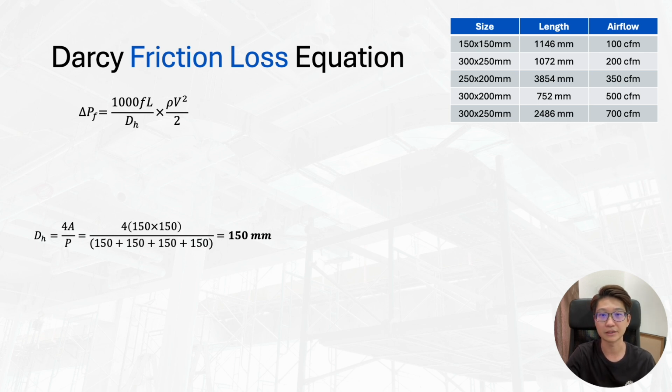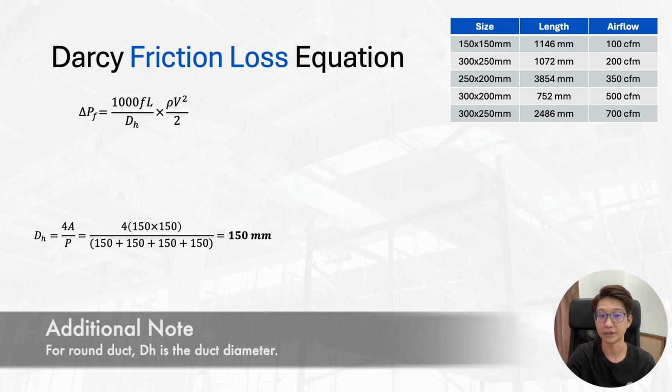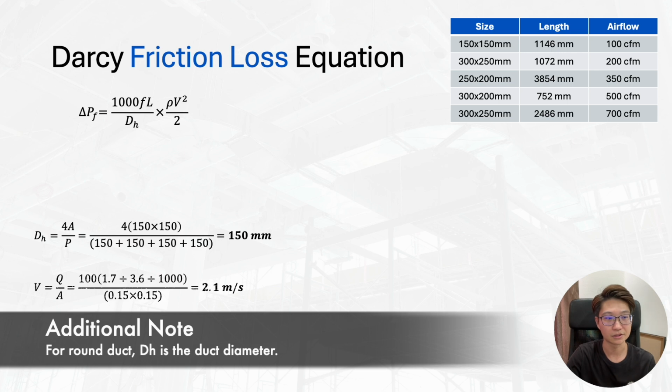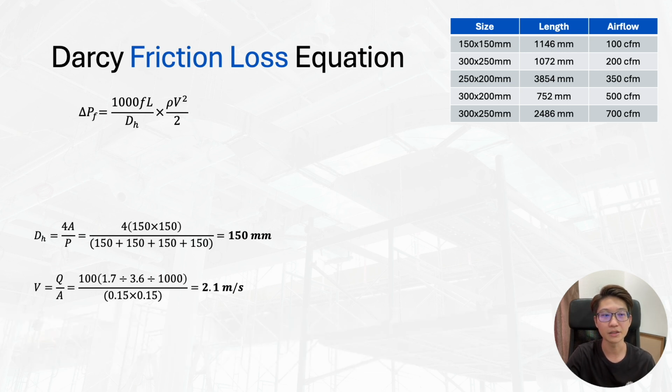So okay, let's say we calculate for the first section. This is the area, we just multiply, then P is perimeter. Just add everything together, then we get 150. This is the hydraulic diameter. Next we calculate the velocity, Q over A. Q is in meter cube per second because we want meter per second. Now we have 100 CFM, so we just convert it to meter cube per second. Then this time we want to use meter, so we divide by the area. We are focusing on the first duct section, 150 times 150, so it's 0.15 times 0.15, which gives 2.1 meter per second. So this is the velocity.